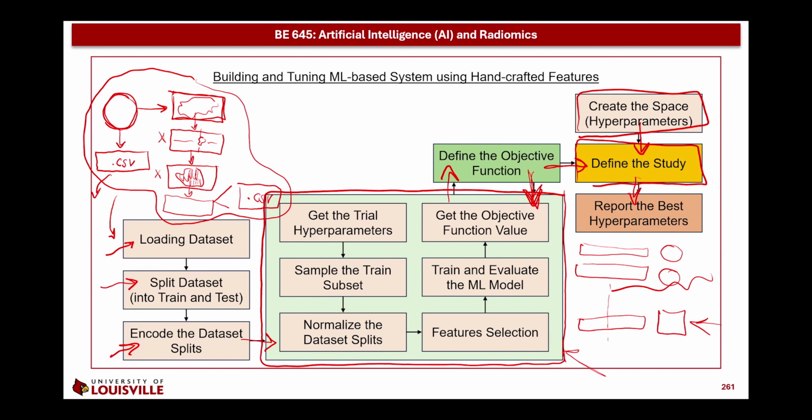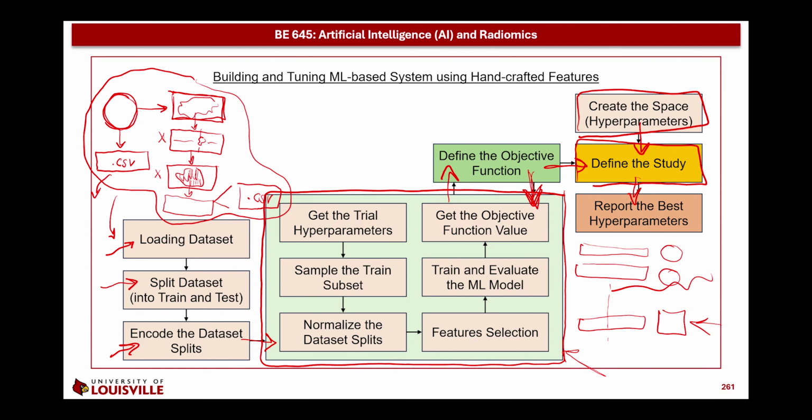So what is inside the objective function? What you are building in this objective function depends on the hyperparameters. So if you are tuning the normalization techniques, then you need to apply internally normalization techniques based on the selected value from the range of normalization techniques. And the same for feature selection and oversampling.